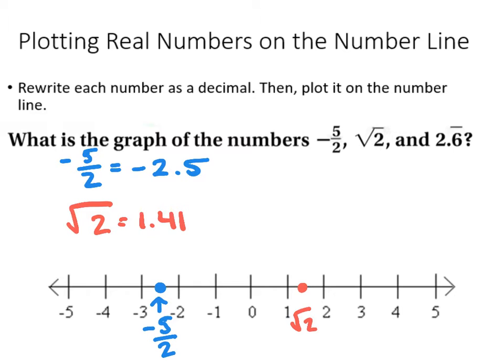For the last example, 2.6 repeating is really 2.6666, and the 6 would keep repeating. If we want to graph that, that'd be between 2 and 3 and be about here. So your answer would be 2.6 repeating. For all these examples, as long as your numbers are within the right range of two numbers, you'll get full credit for these questions.